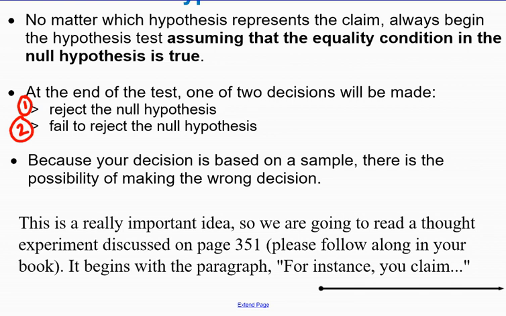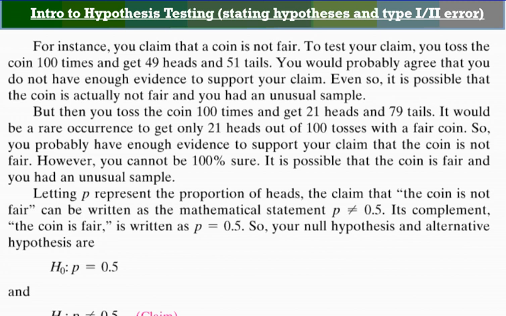It begins with a paragraph. For instance, you claim that a coin is not fair. To test your claim, you toss the coin 100 times, and you get 49 heads and 51 tails. You would probably agree that you do not have enough evidence to support your claim. Even so, it is possible that the coin is actually not fair and you had an unusual sample. But then you toss the coin 100 times and get 21 heads and 79 tails. It would be a rare occurrence to only get 21 heads out of 100 tosses with a fair coin. So you probably have enough evidence to support your claim that the coin is not fair. However, you can never be 100% sure. It is possible the coin truly is fair and we just observed a highly unusual sample.